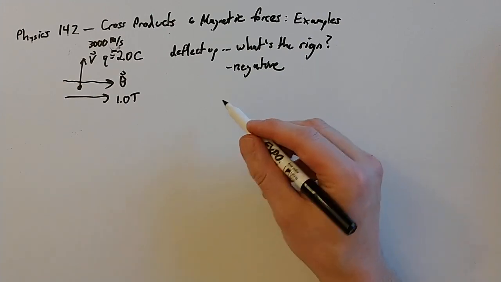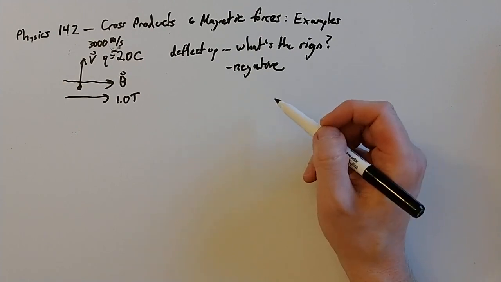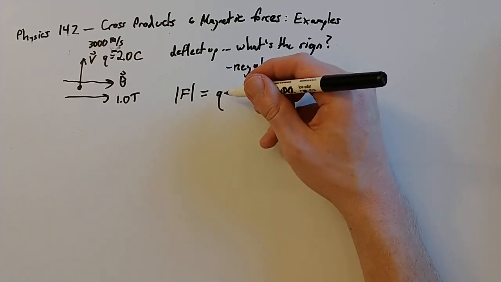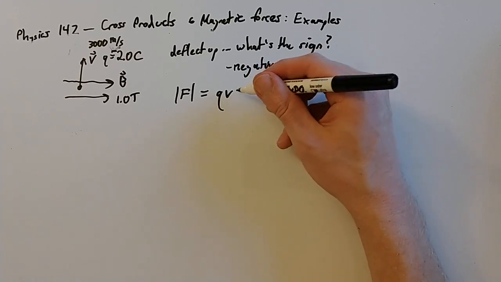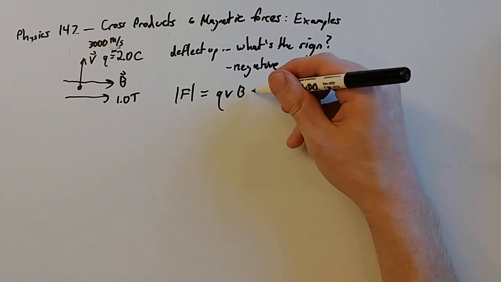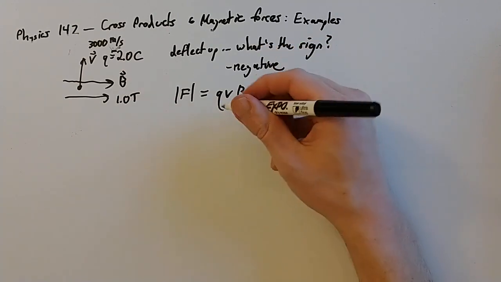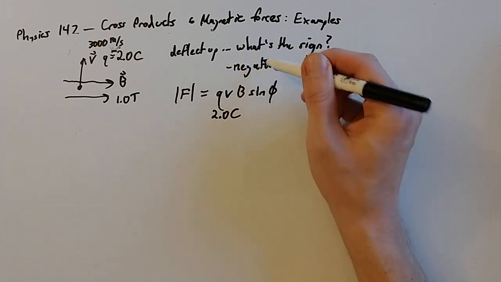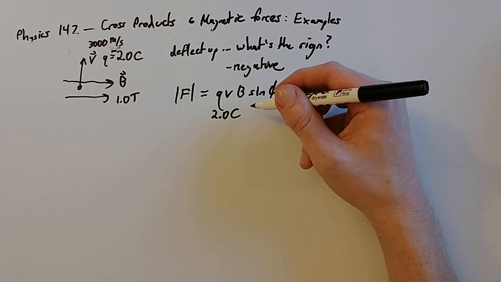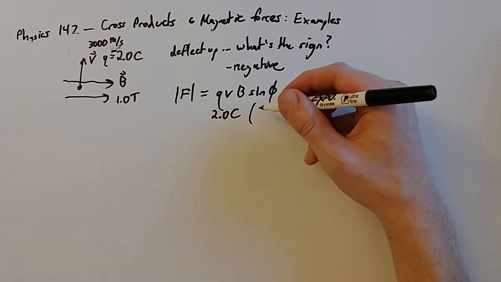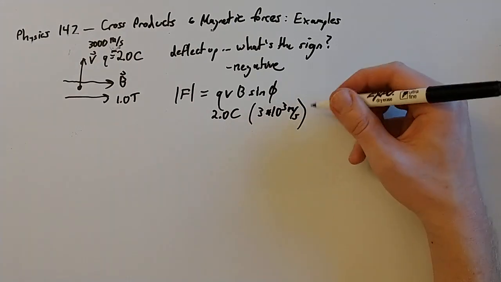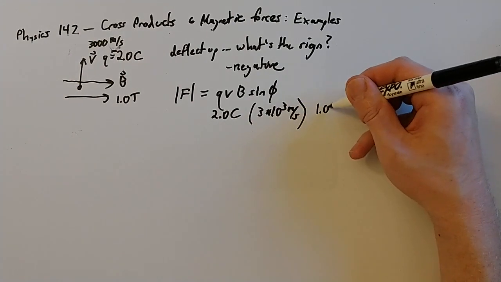Okay, so now we know the direction. I told you the direction, it's up, so now we know it's a negative particle. Now we just need the magnitude of the force. The magnitude of the force is going to be Q times the speed times the magnetic field times the sine of the angle between them. We had 2 coulombs worth of charge, and we just take the magnitude because we took care of the direction already. Then we multiply times the speed, which is 3 times 10 to the 3 meters per second, and then times 1.0 Tesla.